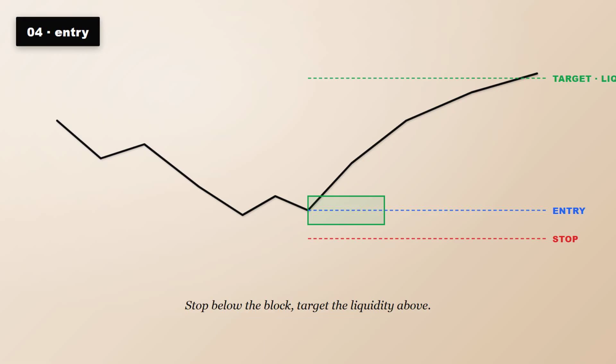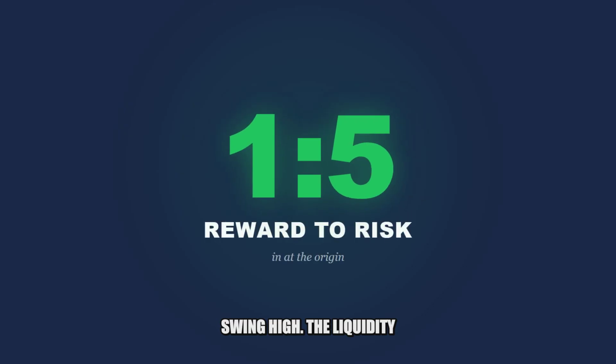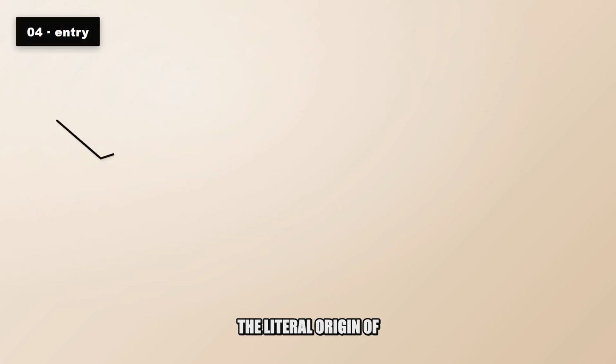Step 5, targets. Your first target is the most recent swing high. The liquidity resting above, that alone is often 2 or 3 to 1. If momentum is strong, hold a runner for the next major high beyond it. Some of these pay 5, 6, 8 times your risk because you got in at the literal origin of the move.